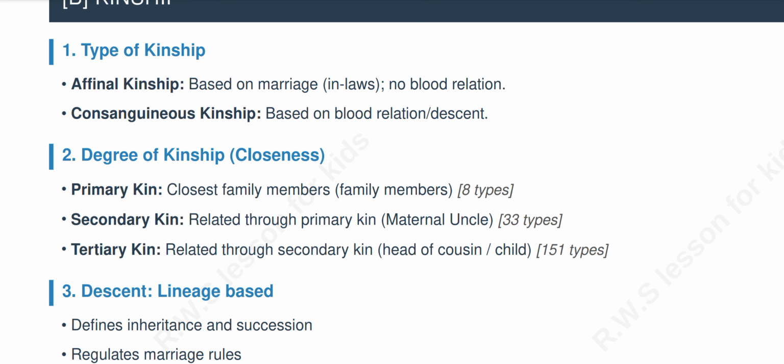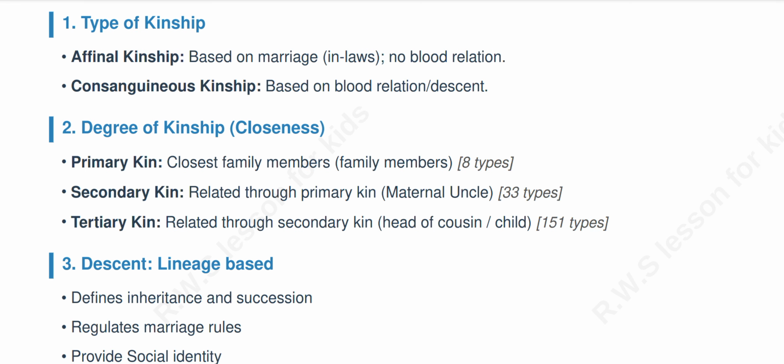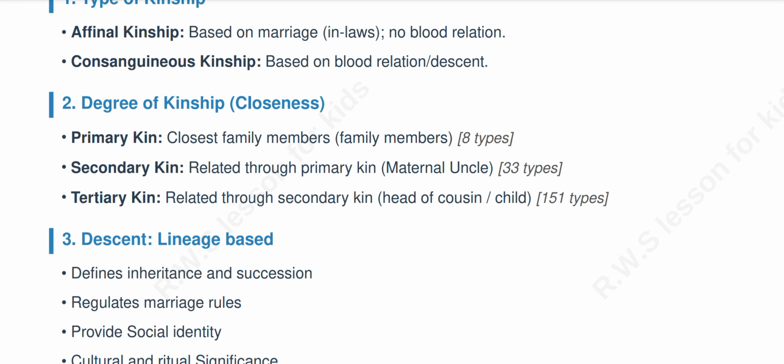Then comes the degrees of kinship. This is basically the closeness. Primary kin are the closest family members. So, your family members are your primary kin. It consists of a maximum of eight members. It's not eight types, it's eight members. Correct it. Like your father, mother, your siblings, your grandparents, meaning your father's mother and father, all those fall under primary kin.